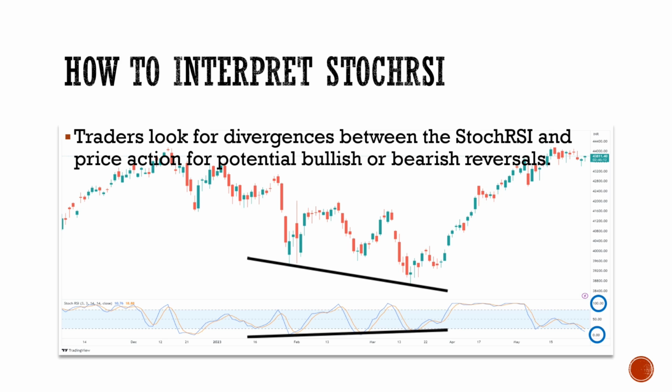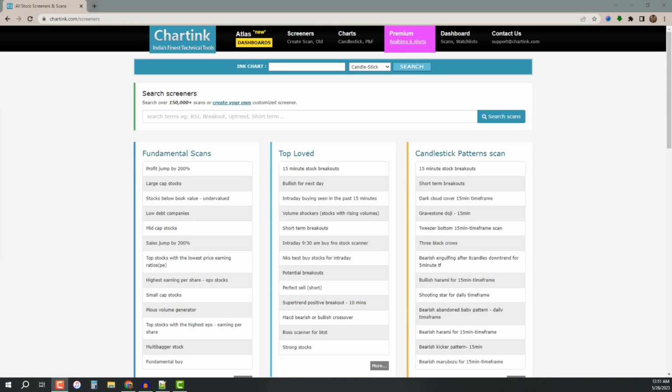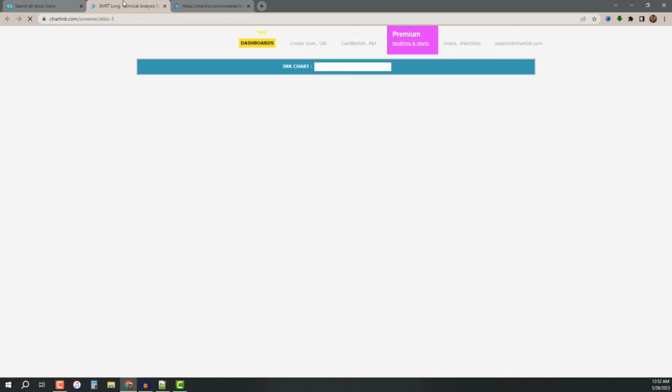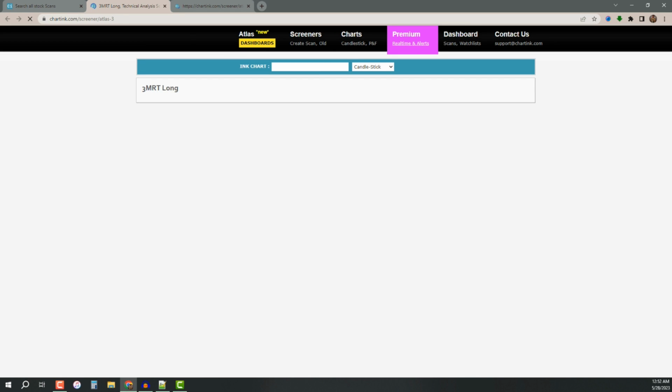Now that we have discussed the basics, let's move on to the next key aspect. In order to explore practical applications, we will now visit charting.com and search for screeners. Search for 3MRT scanners. There are two options. One is for long calls and another one is for short calls. To start with, we will open the long call options first and later we will check short call sites too.